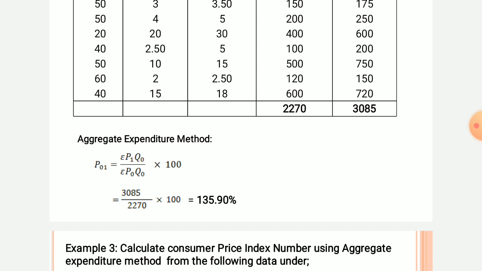and it shows that the prices of all the items had increased by 35.90% in the current year when compared to the base year.